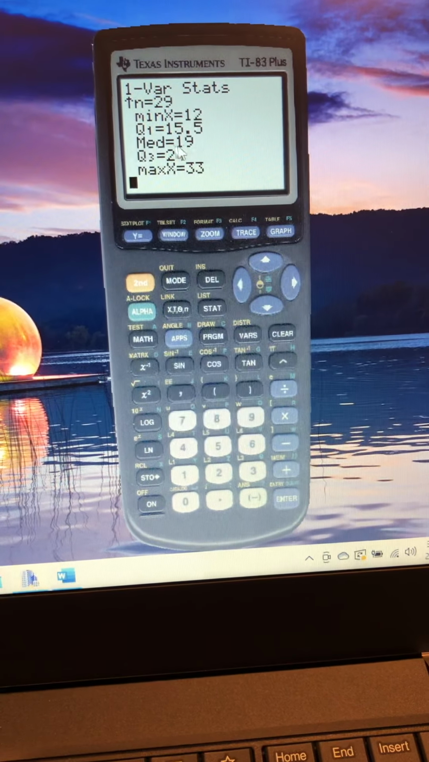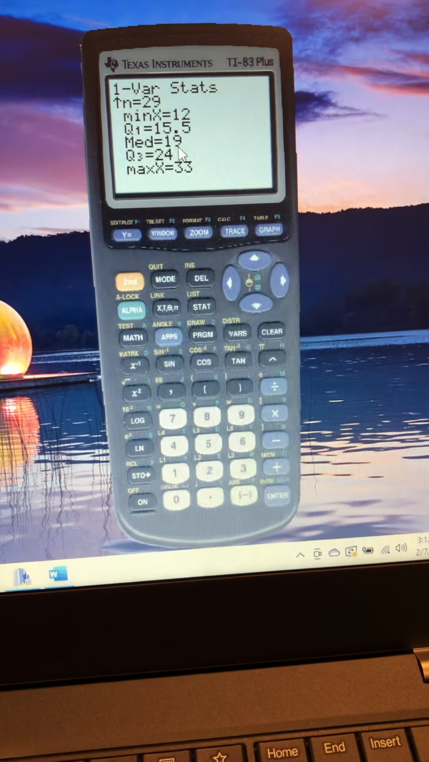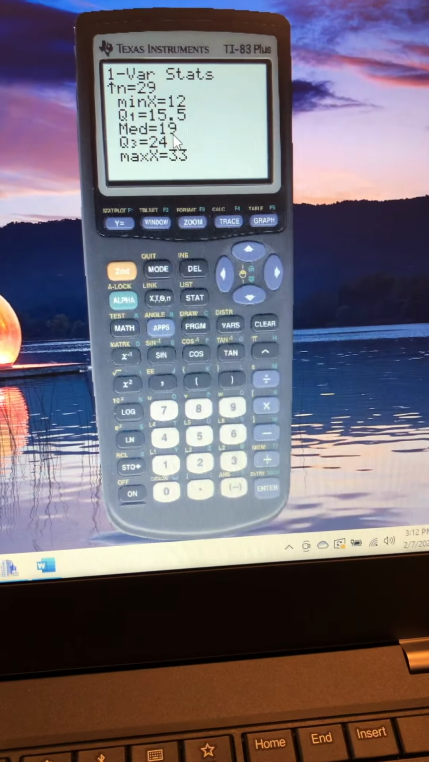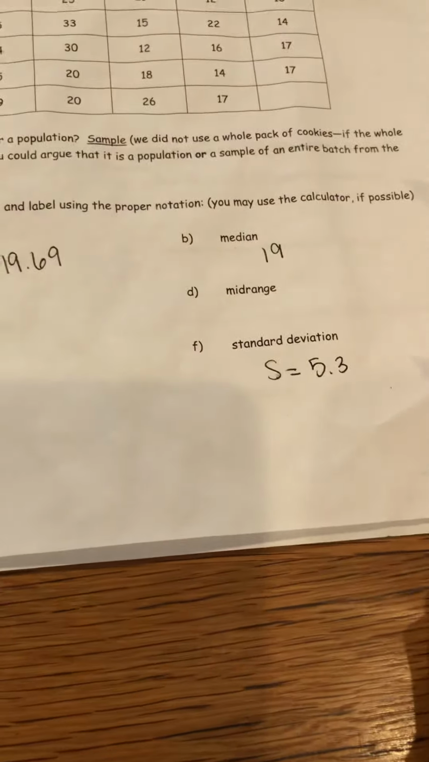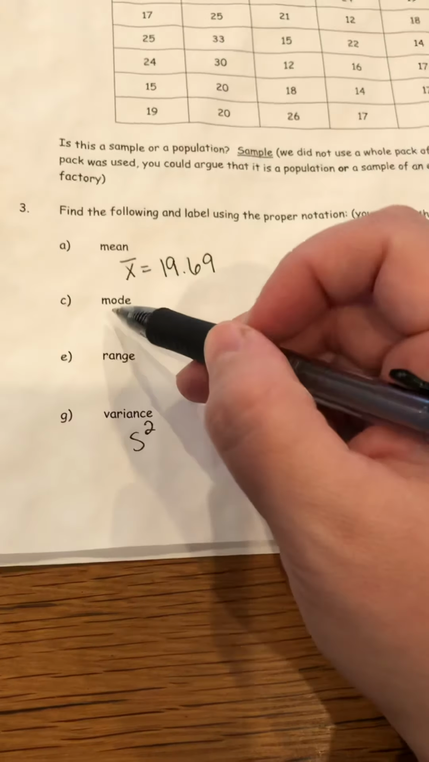So the calculator will give you the median. I think I said that to begin with. I hope I said it would and not it wouldn't. The calculator does give you your median. There is no notation, so the median is 19. The calculator will not give you the mode. I'll come back to that in just a second.